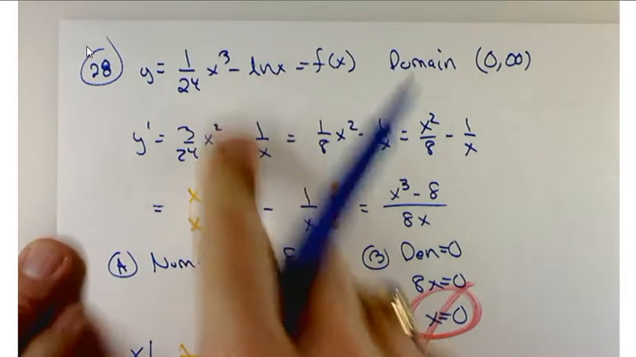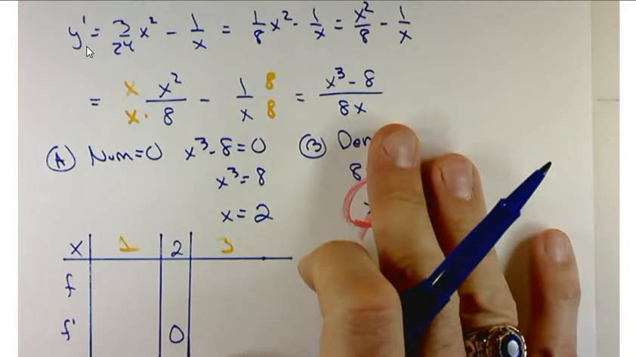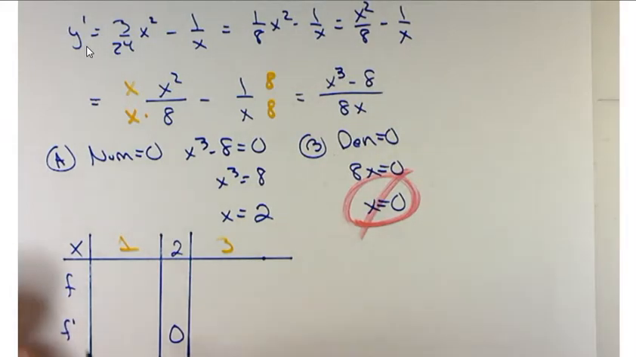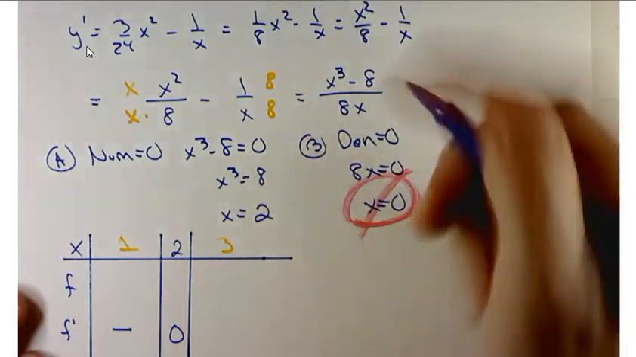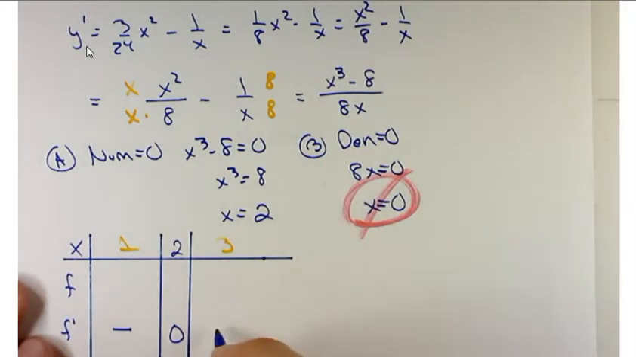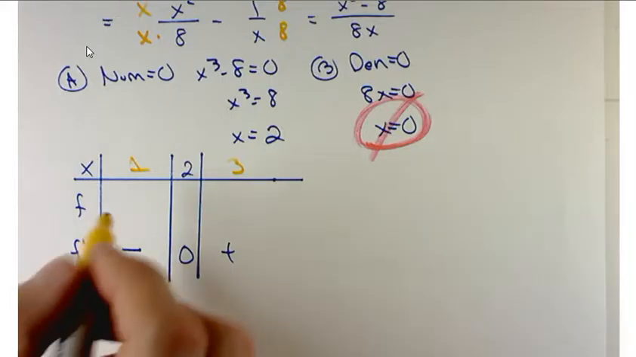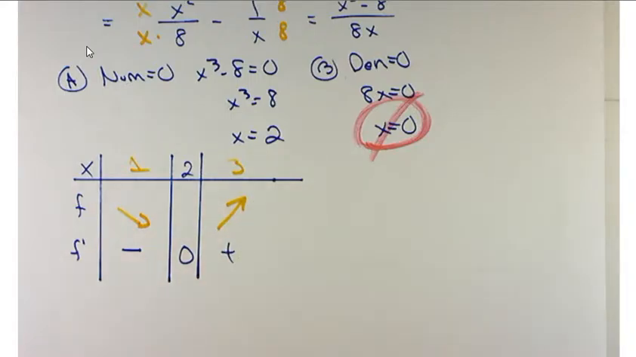You can plug in the derivative into your calculator and test them that way. Let's just see if we can't think about it. At 1, I'll get negative 7 divided by 8. You know what? That's negative. Cool. At 3, 27 minus 8 divided by 24, I'll have a positive divided by a positive. I don't care exactly what the number is itself. What's that telling me about my function here? Decreasing, then increasing.